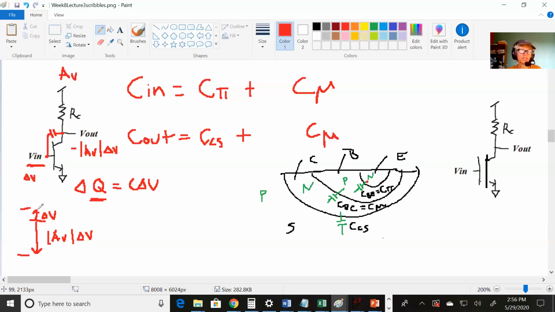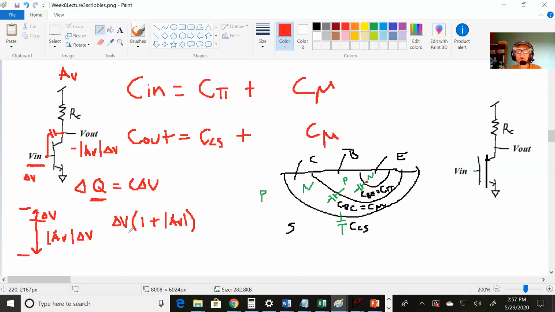What's the total change in voltage? This side went up by delta V, this side went down by AV delta V. So what's the total change in voltage? Delta V times 1 plus the gain in parentheses.